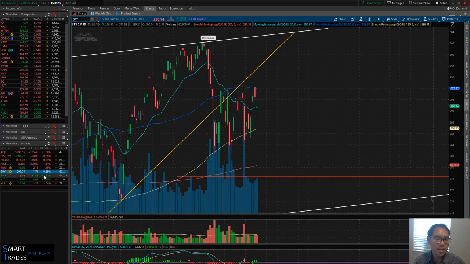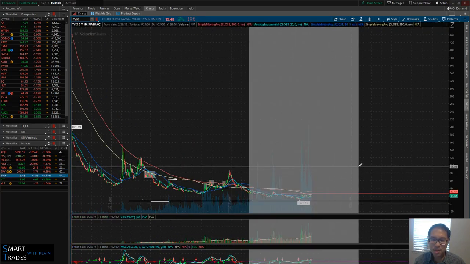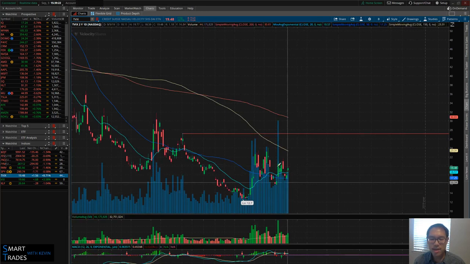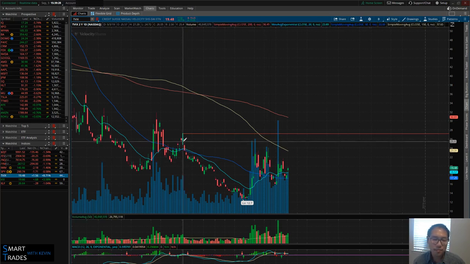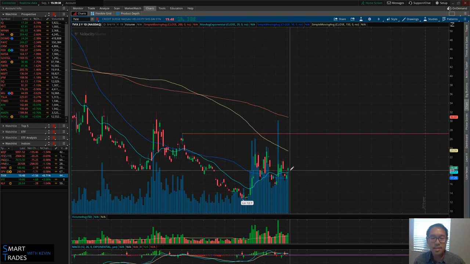All right, looking back at TVIX, which tracks volatility. So here's TVIX. Once again, the pattern's still the same here. Still looking for a break of 27.28 to tell me that bears have taken more control in this market. Until that happens, this is just short-term volatility on an overall downtrend.